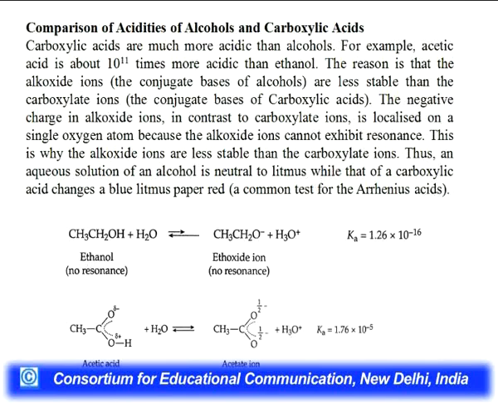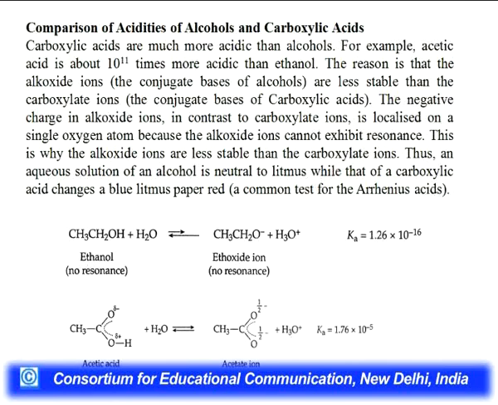The reason is that the alkoxide ions, or we can say conjugate bases of alcohols, are less stable than the carboxylate ion, the conjugate base of carboxylic acids. The negative charge in the alkoxide ion, in contrast to the carboxylate ion, is localized on the single oxygen atom because the alkoxide ion cannot exhibit resonance. It is an important point that the ethoxide ion does not have any resonance. This is why alkoxide ions are less stable than the carboxylate ion, because the carboxylate ion has two resonating structures which are equivalent to each other.